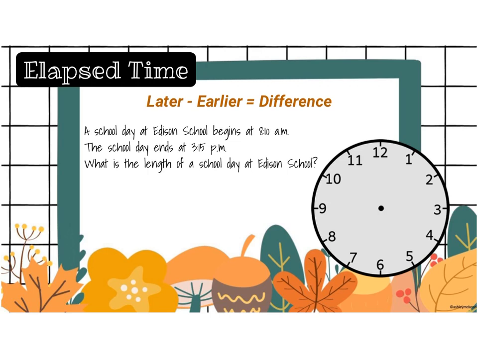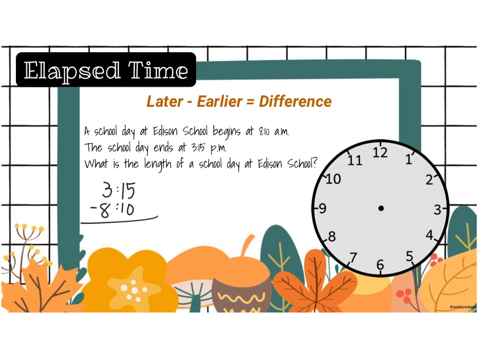Okay, if I'm talking about time like on a clock, here's another example. A school day at Edison School begins at 8:10 a.m. The school day ends at 3:15 p.m. What is the length of a school day at Edison School? Sometimes picturing a clock or drawing out a clock is a little bit more helpful than just subtracting, because you have to do later minus earlier. But if I did this, my later time minus my earlier time, what do you think is going to happen? It doesn't make sense. So sometimes it's helpful to draw and then count up to the time that we ended.